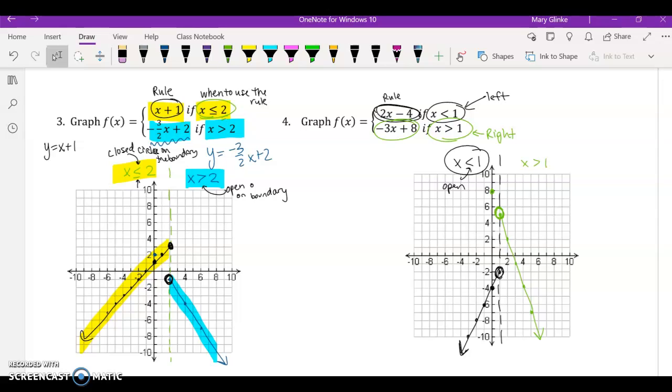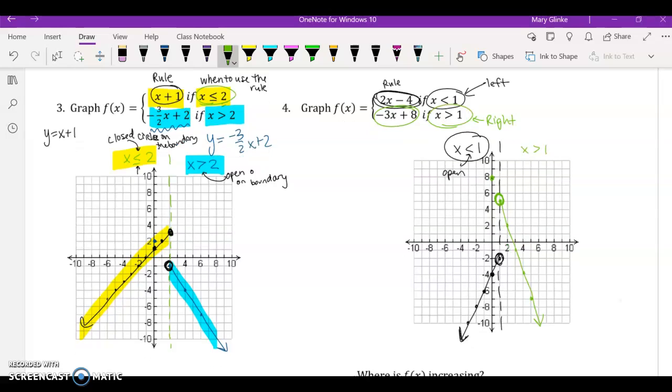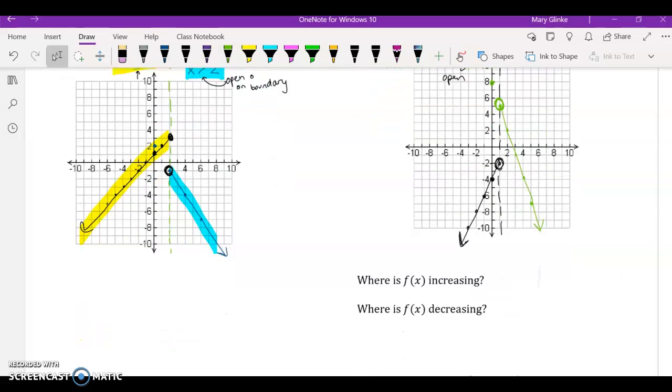So let's go ahead and take a look at number 4. We had the left half of the black graph and the right half of the green graph. And on the boundary, they were both open because they did not have the or equal to in the inequality there.